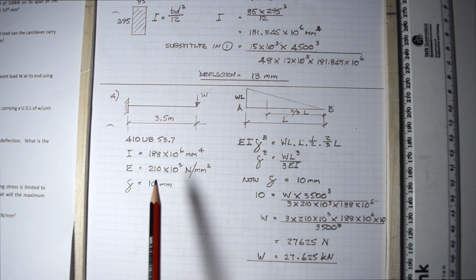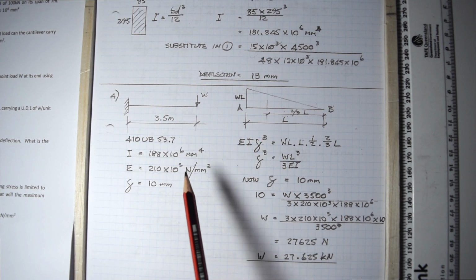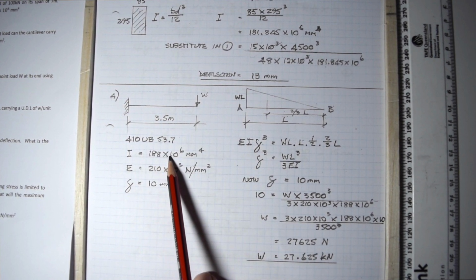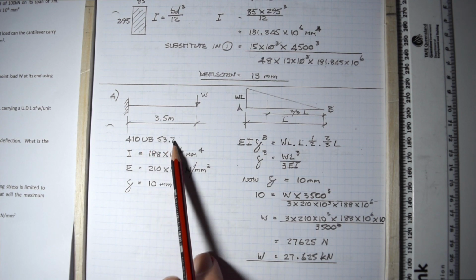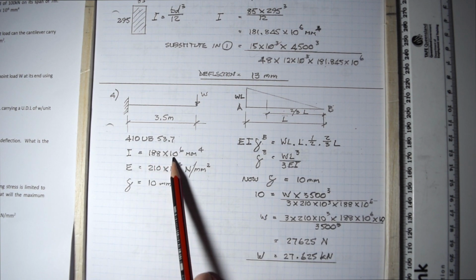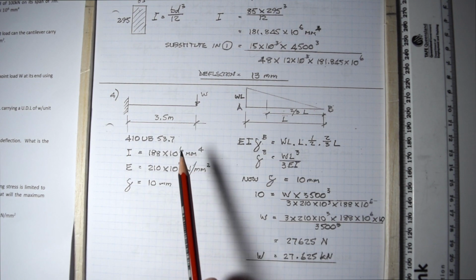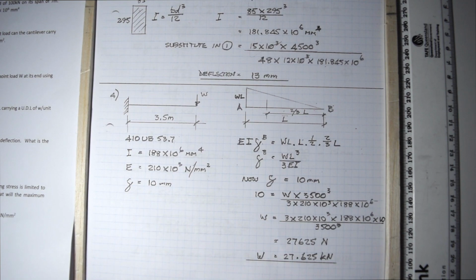So if you go through your steel tables, you can have a look at what the moment of inertia is for a 410 universal beam, 53.7 kilograms per meter. The inertia is 188 times 10 to the 6 millimeters to the 4th. I shall do that for those who are a bit unclear on this. Just let me grab my tables.